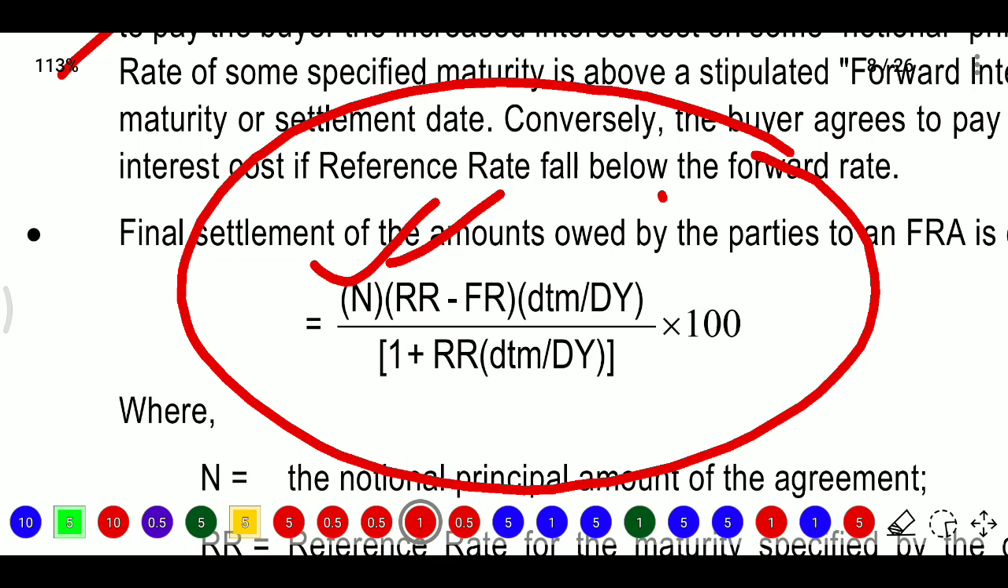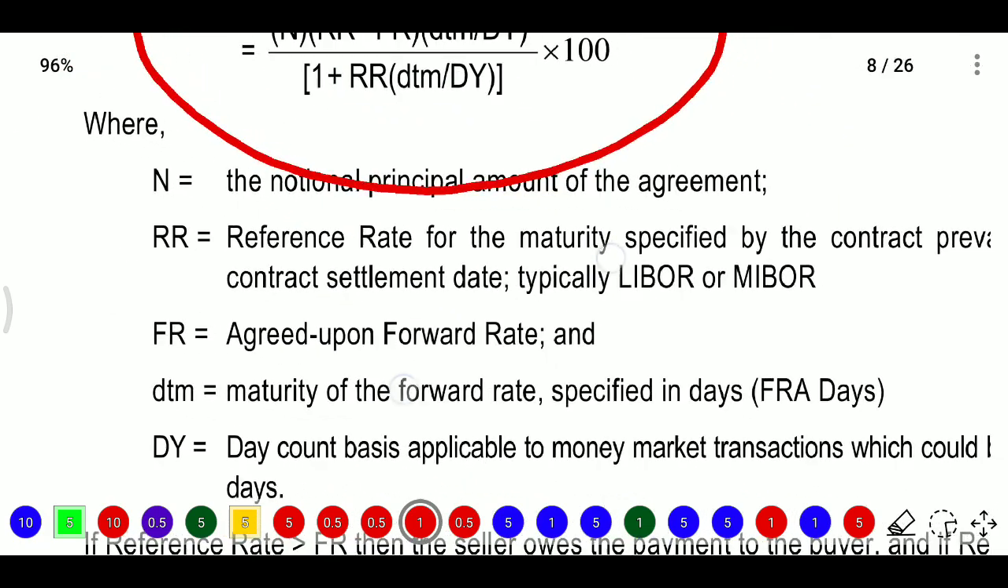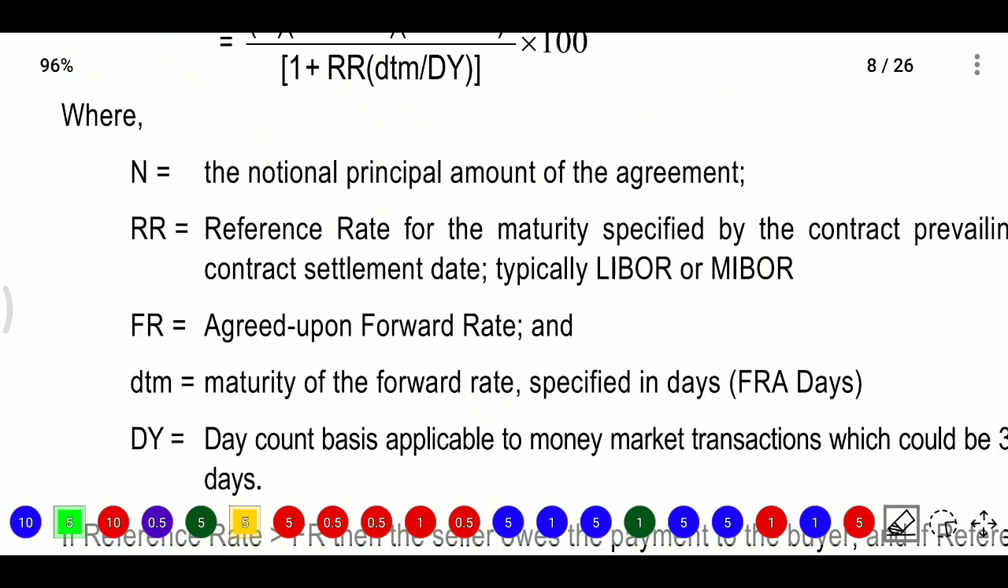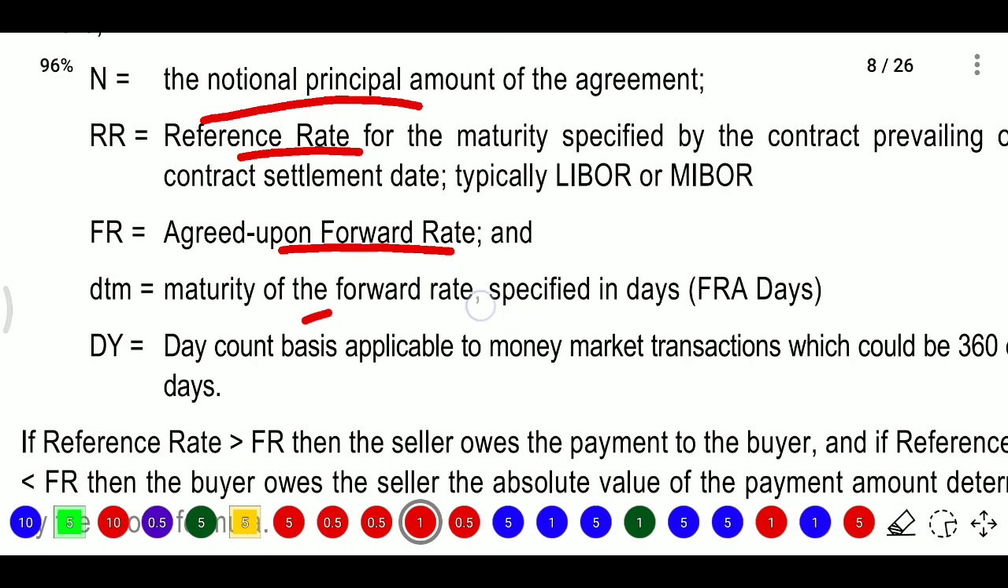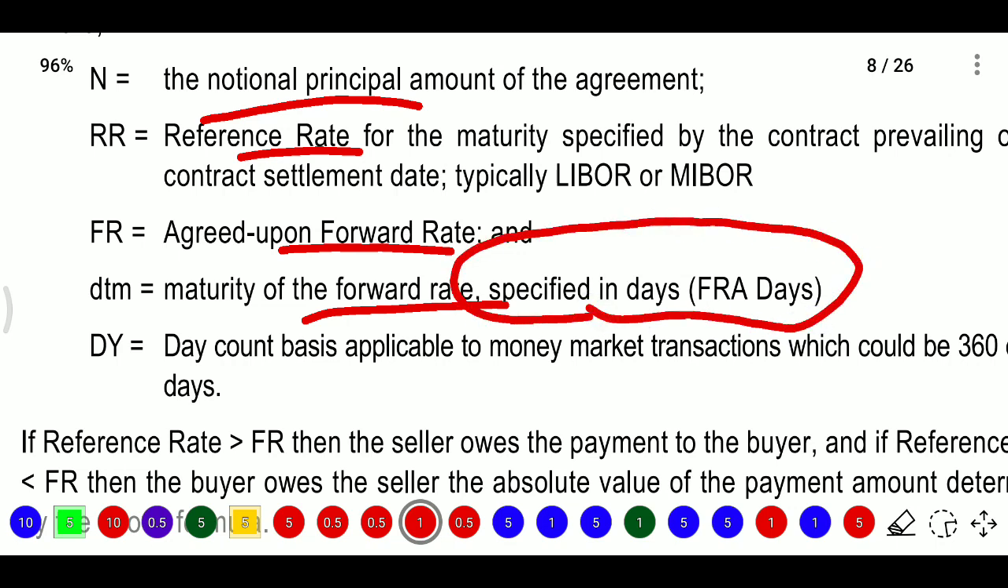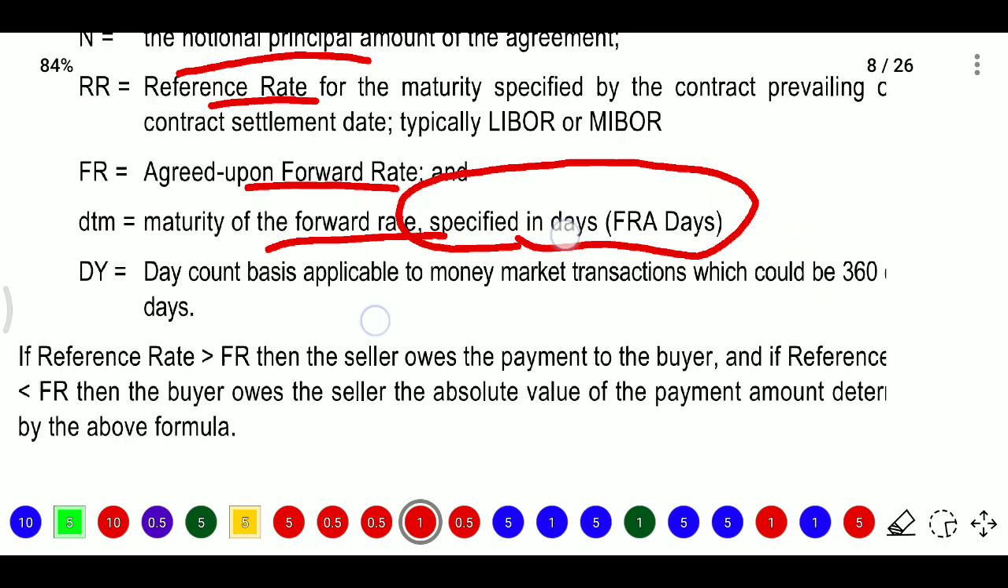And FR is the forward rate. This forward rate formula is DTM by DY, meaning the number of days divided by the full year, divided by 1 plus R, the reference rate, times 100. So this is the formula we discussed: notional principal amount, agreement, reference rate for the maturity agreed upon, forward rate, and maturity of the forward rate on the specified date. So how many days have been completed, divided by 365 date count.